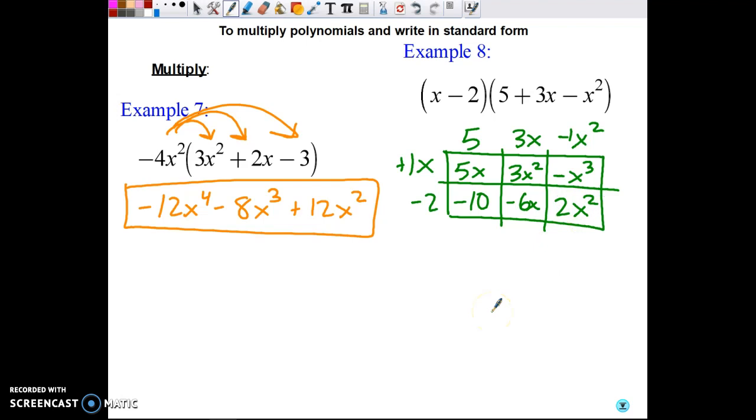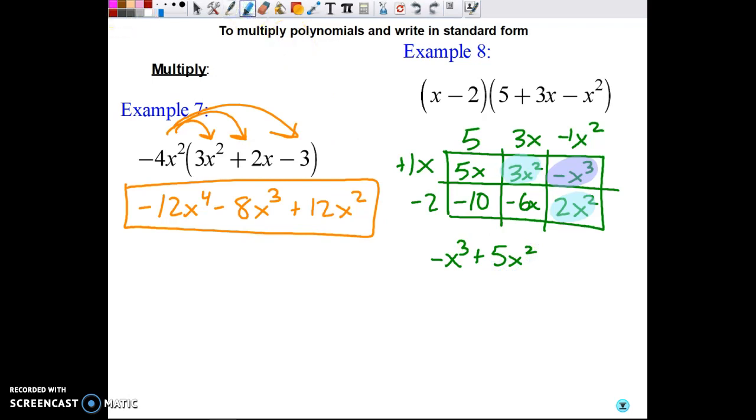Now we have to write all these out, and it helps if you write it out in standard form. So I'm going to look for the term with the highest exponent, and that's negative x to the 3rd. So I'm going to write negative x to the 3rd first. Then I'm going to look for like terms that have the next highest power, x squared, and I have like terms, 3x squared and 2x squared. That makes 5x squared. So positive 5x squared.